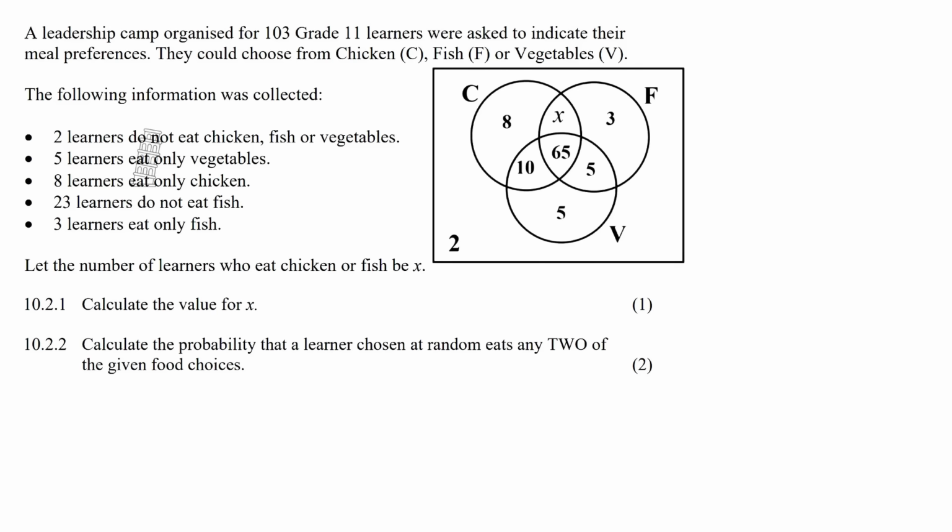It should eventually give us 0.58. A leadership camp organized for 103 grade 11 learners were asked to indicate their meal preferences. They could choose from chicken, fish, or vegetables. The following information was collected.